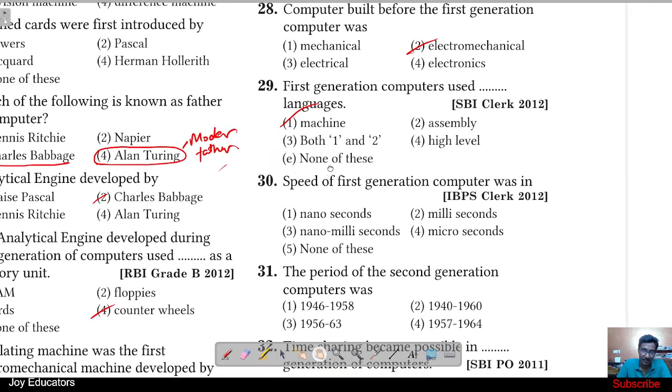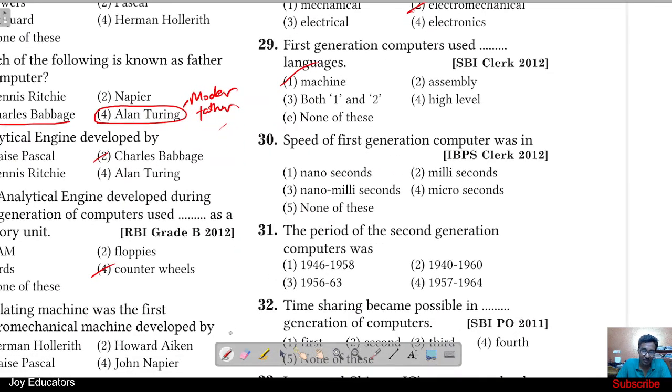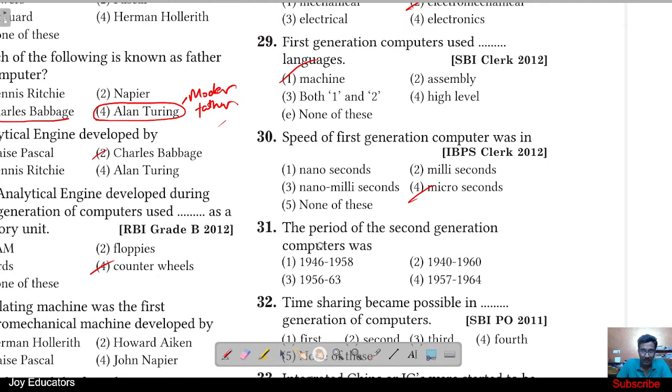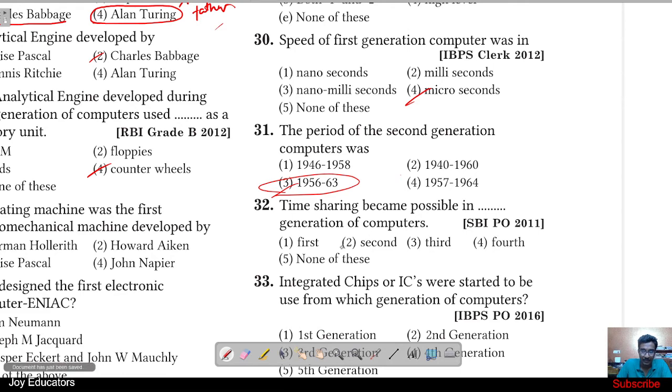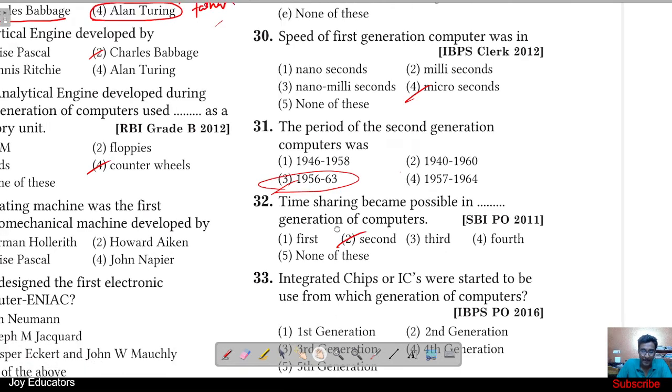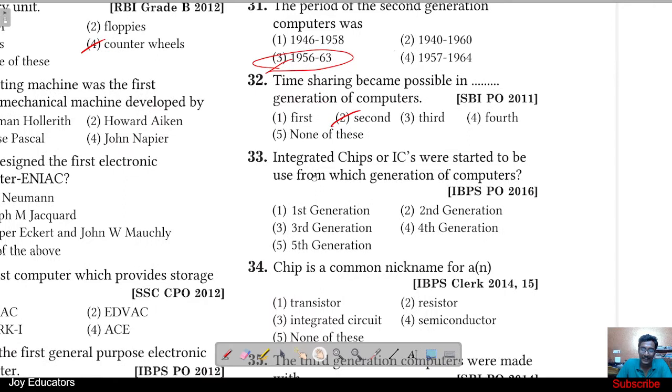Okay, so first generation computers use dash machines. Yeah, it's machines. Okay, so speed of first generation computer was in microsecond. Okay, the period of the second generation computers was 1946. That's good. So time sharing became possible in which generation of computers? Time sharing? Yeah. Okay, nothing to worry about. It's not much important.